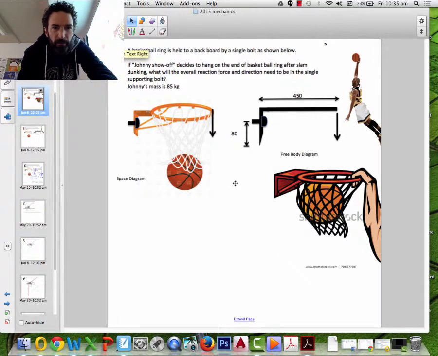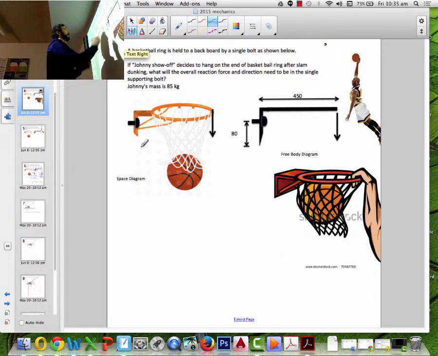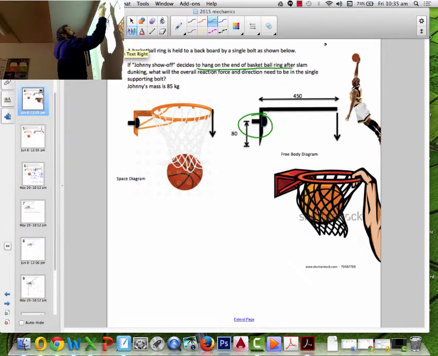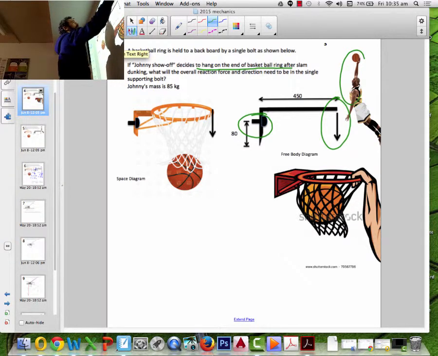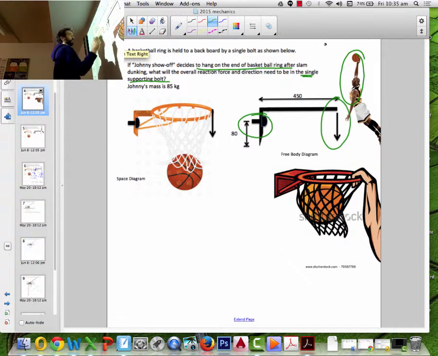There is only one bolt in the wall. Let me bring up a pen. Okay, what is going on here is there is a bolt. The question says he hangs on the end of the basketball ring, which is here, and on the end of the ring, it creates a force reaction. There is a single bolt in the wall. That single bolt is this one here. There's only one bolt.